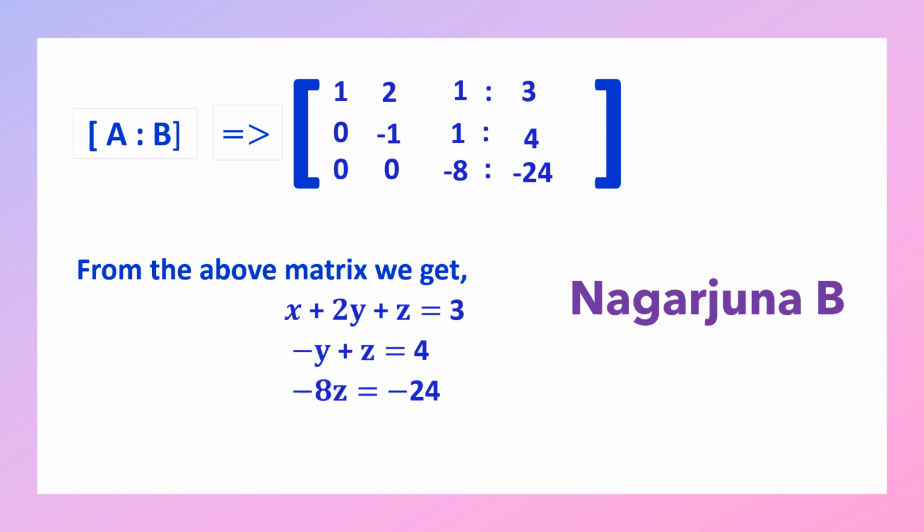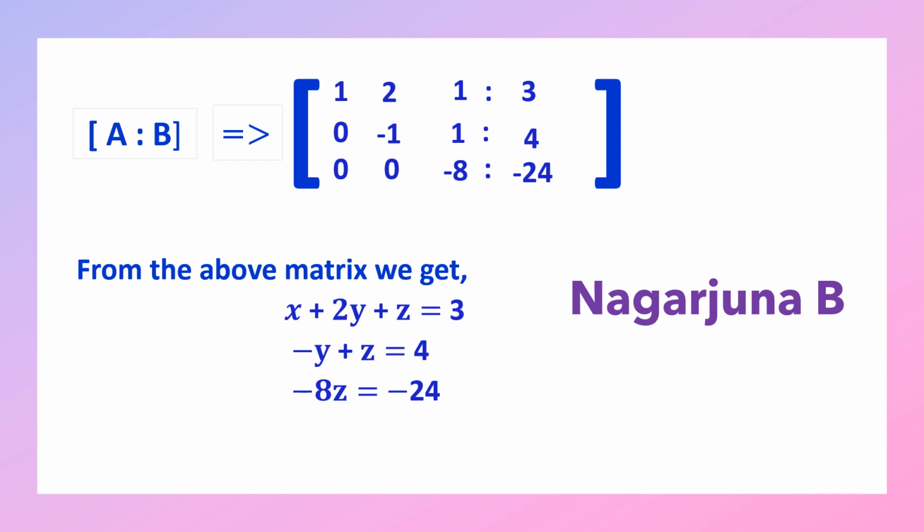And the second row is 0, minus 1, 1, 4. So 0 into x will be 0, so we won't write that term. Minus 1 into y will be minus y, and 1 into z will be z, and 4. So we will be writing minus y plus z equal to 4.